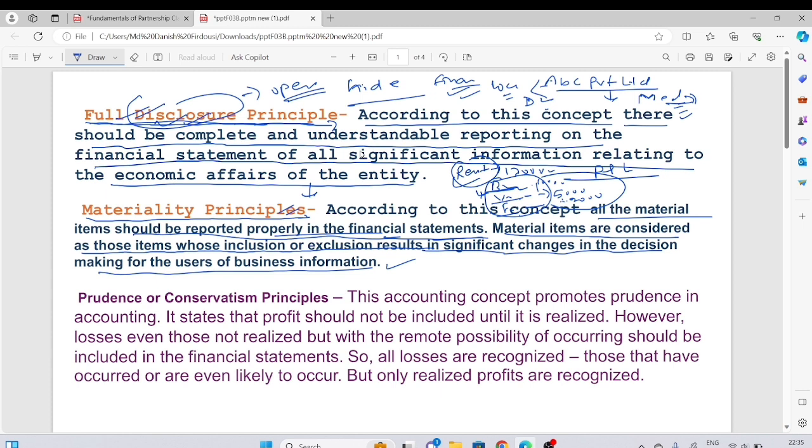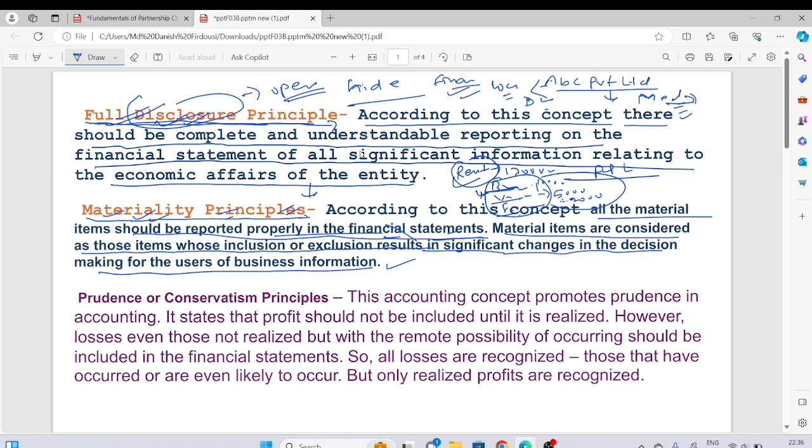The concept is clear now. What is the difference between full disclosure and the materiality concept? Full disclosure means all the information which is significant should be disclosed in the books of account. And the materiality principle means only the material items should be reported properly in the financial statement.